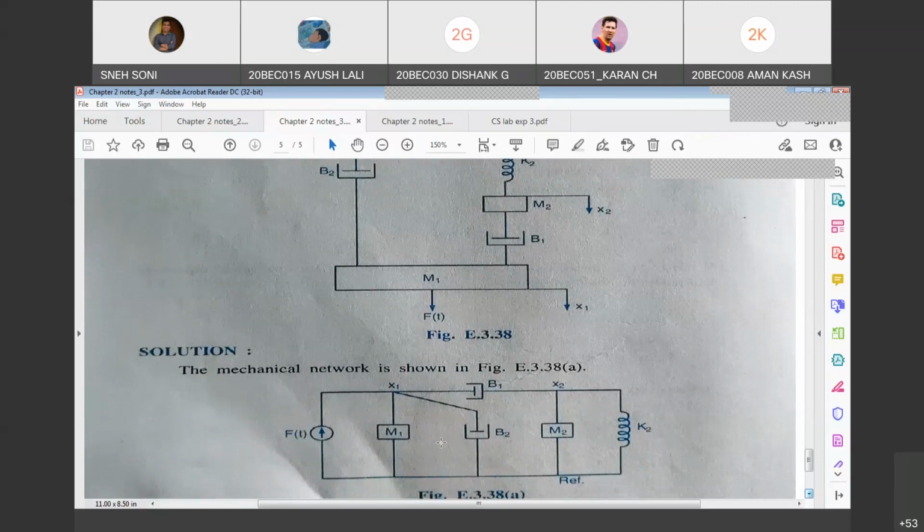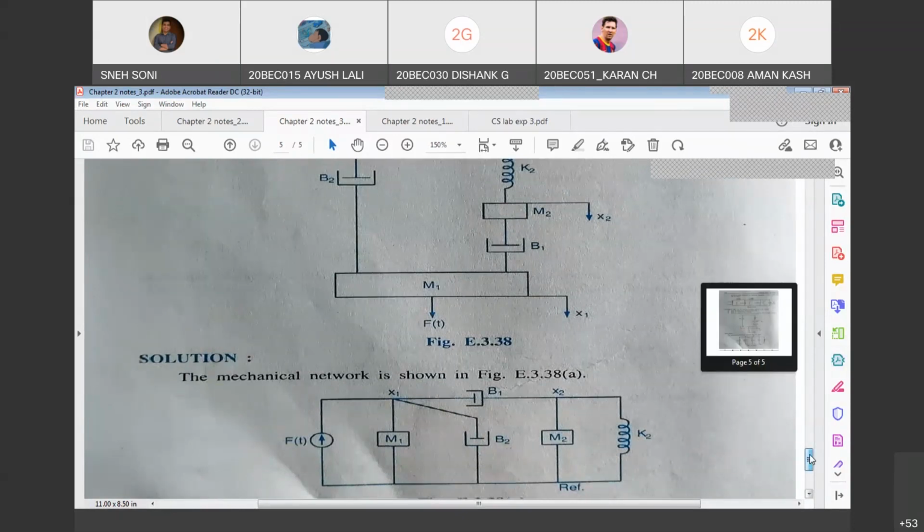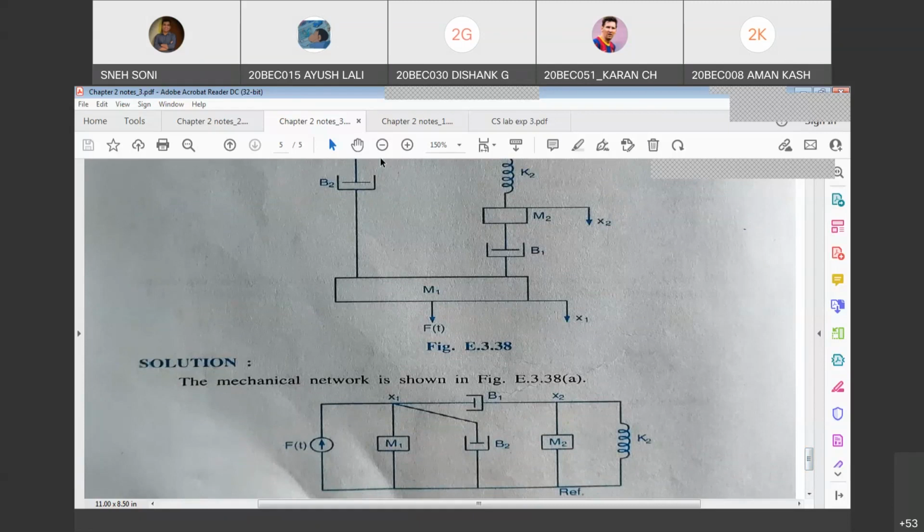Okay, force directly apply किया है M1 पे. Then M1 and M2 के बीच में there is B1. So you can find here node X1 and X2 के बीच में there is damper B1. Okay, then if you see the circuit again, B2 is directly between X1 and the ground. Then with M2 you have spring K2, X2 and ground के बीच में. So this is the corresponding nodal diagram, right? This is easy. After looking at the previous two problems, this one is very easy. Okay, any question, students, in this nodal diagram?